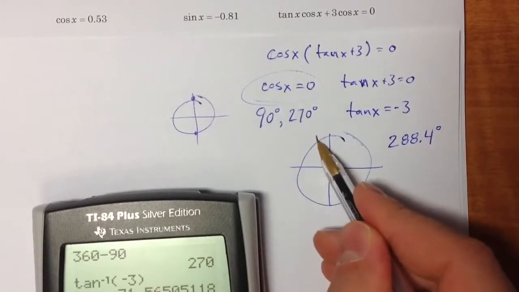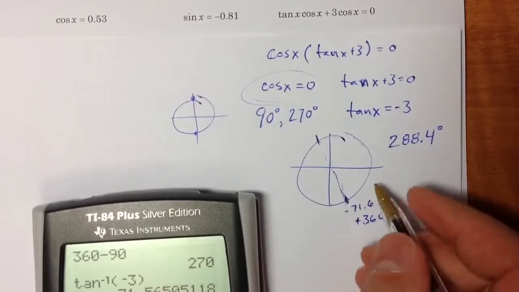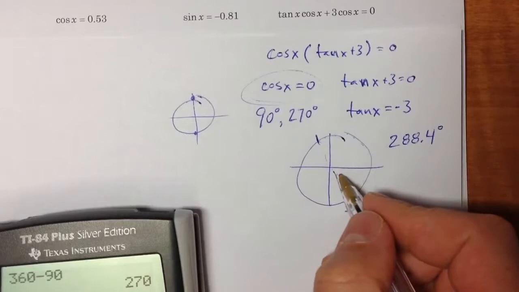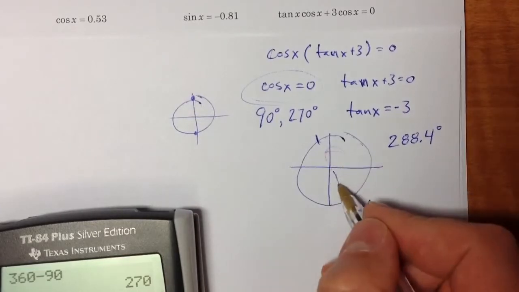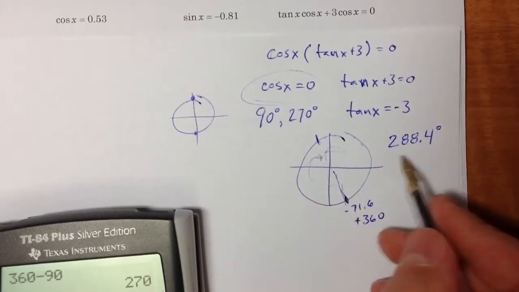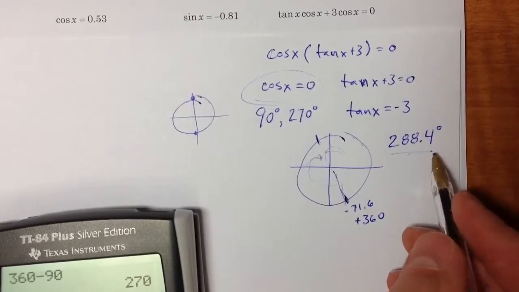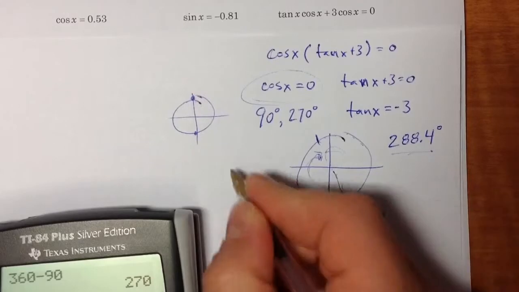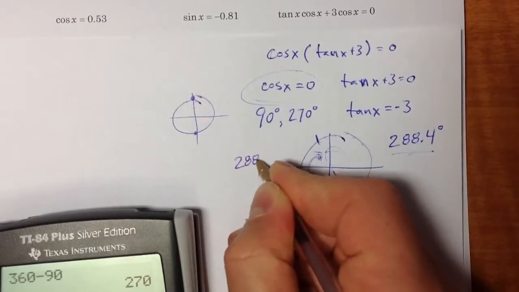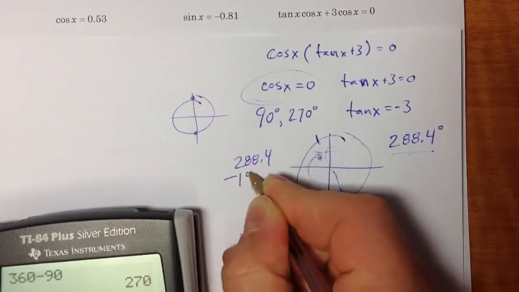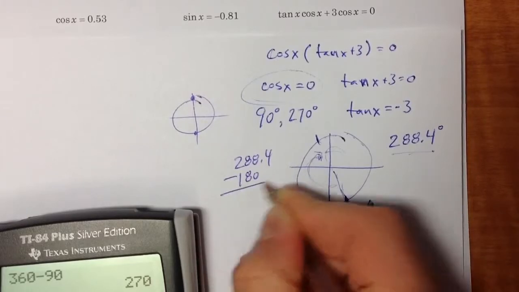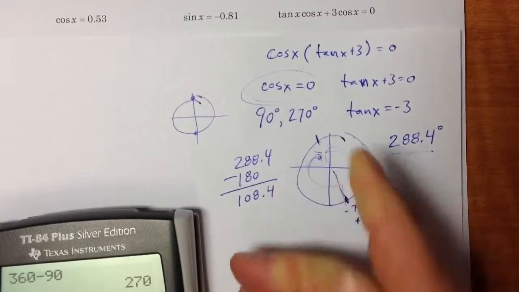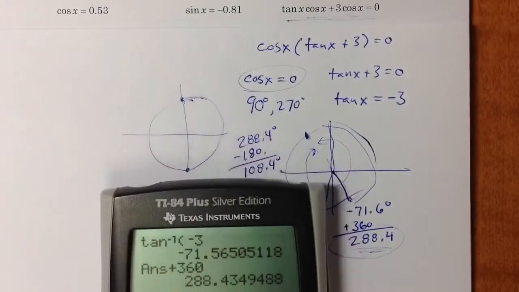And then to get the other angle, for tangent, that occurs on exactly the opposite side of the unit circle. And so we can get to that other side by either adding 180 degrees or subtracting 180 degrees. Well, for this angle, if I add 180, I'll be outside of my range, so I can subtract 180 to get to the other side. So 288.4, if I subtract 180, we end up with 108.4.